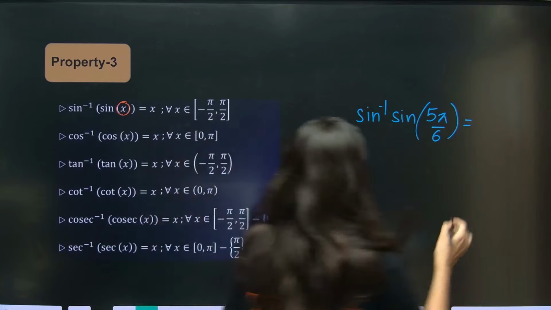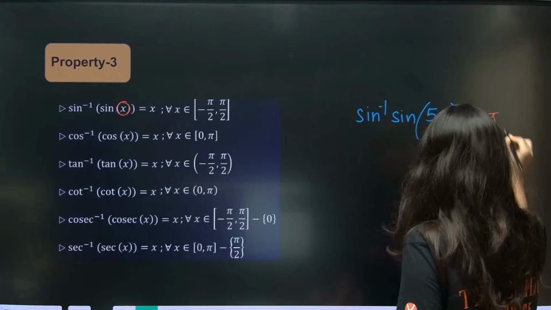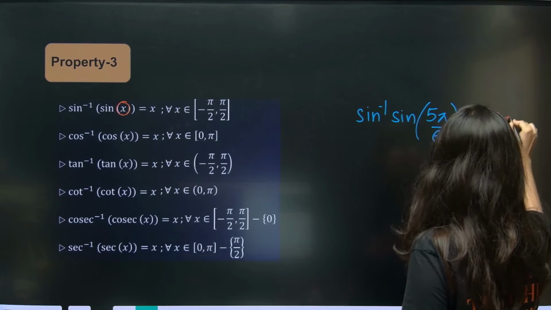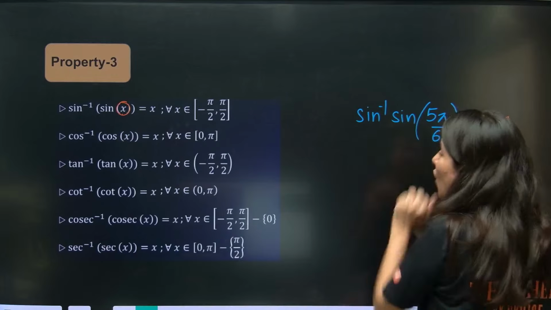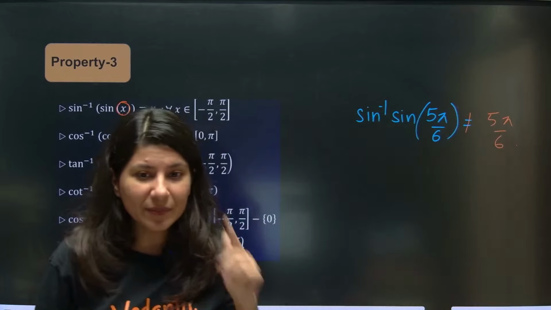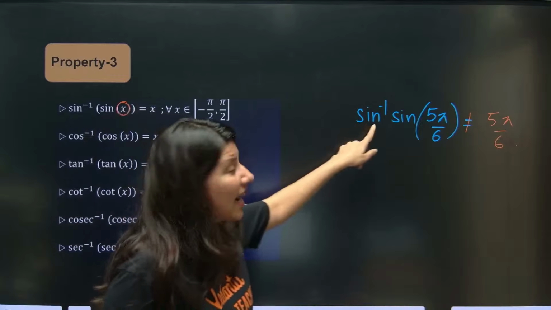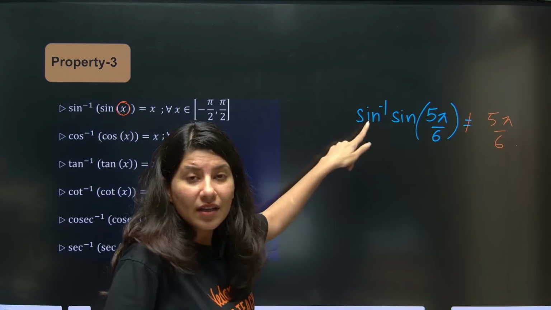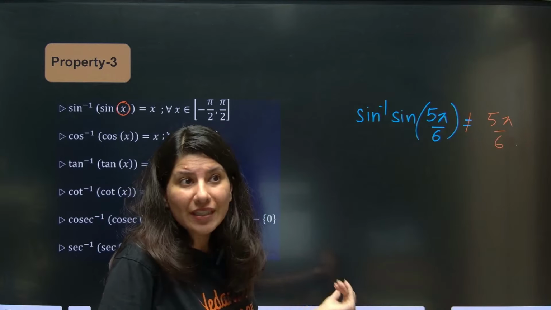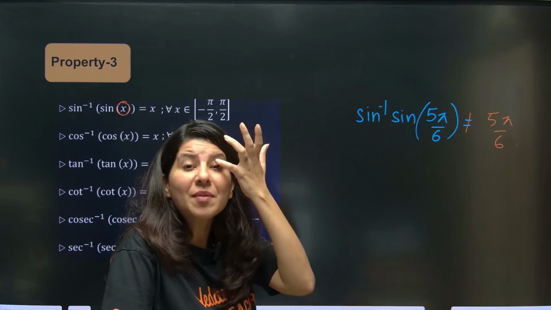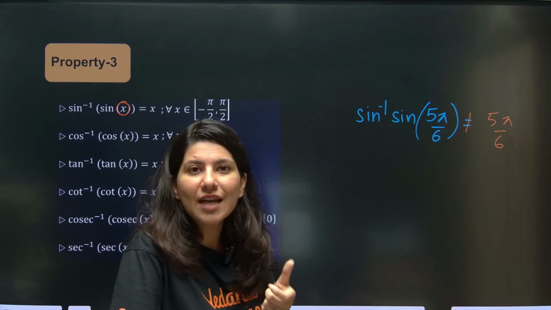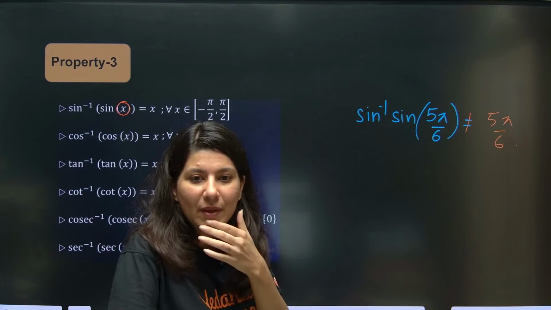You can't write 5 pi by 6. First of all, why, ma'am? Why can't we write 5 pi by 6? Because the sine inverse over here can only give output either in the first or fourth quadrant. Remember, y is equal to sine inverse x. What is the range? What is the output? Ma'am, minus pi by 2 to plus pi by 2.